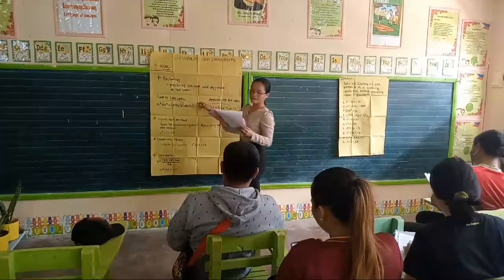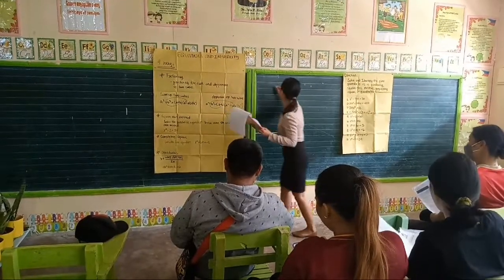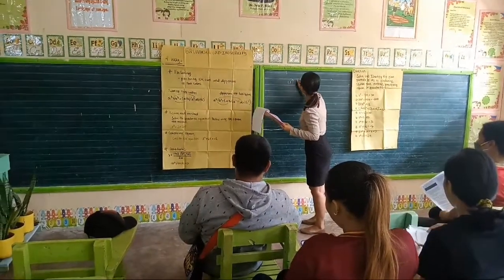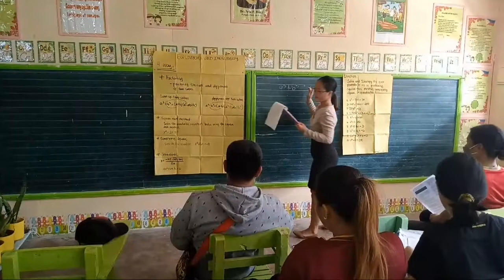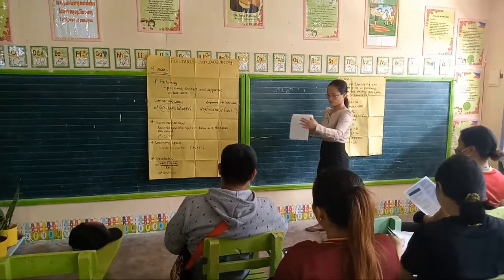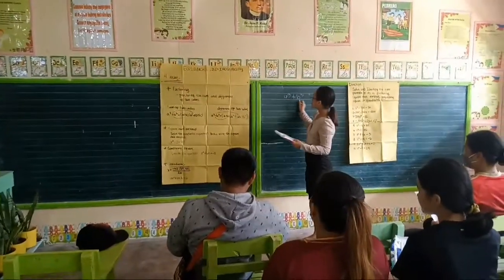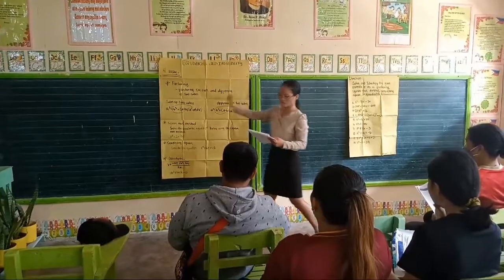So in case 1, the polynomial in the form a cube plus b cube is called the sum of two cubes because two cubic terms are being added together. So, here is an example of the sum of two cubes.